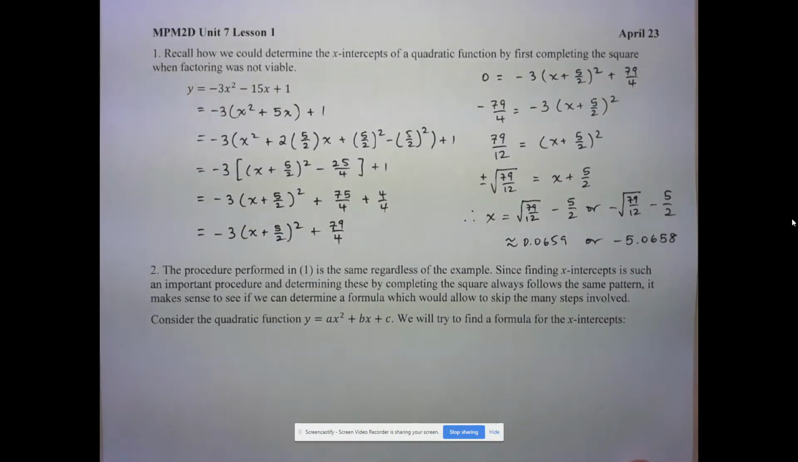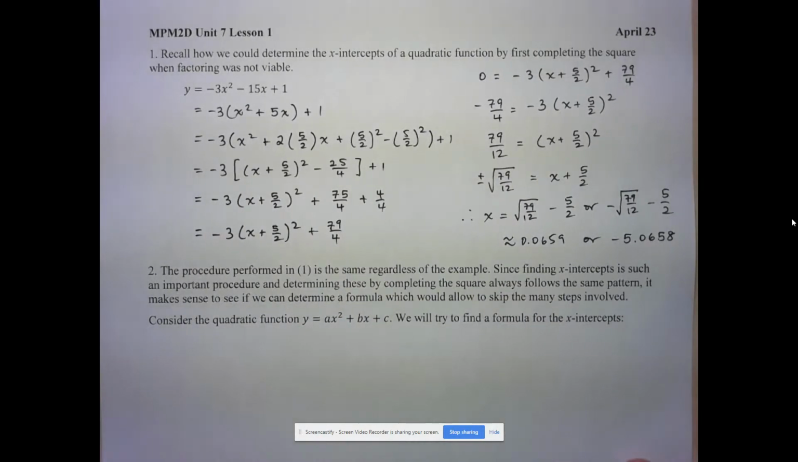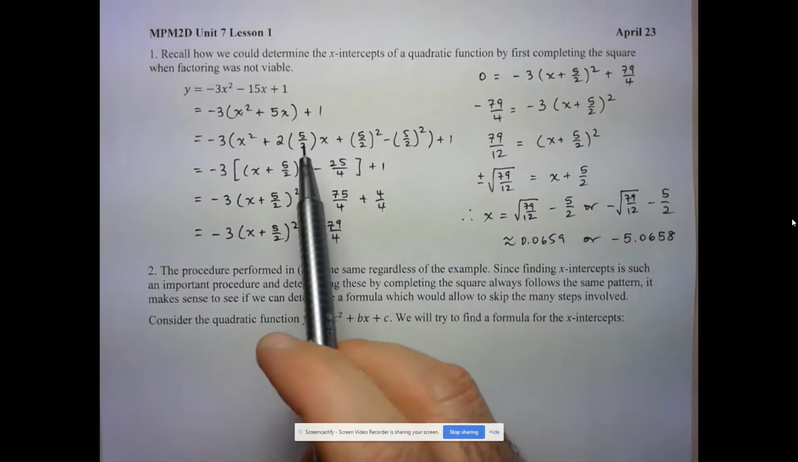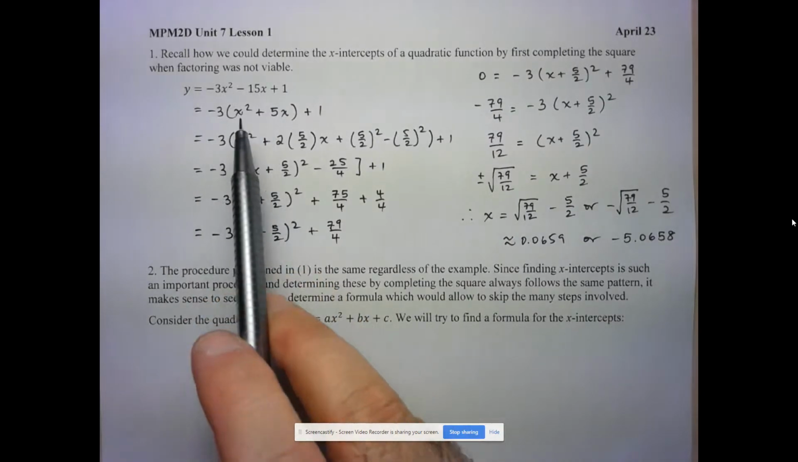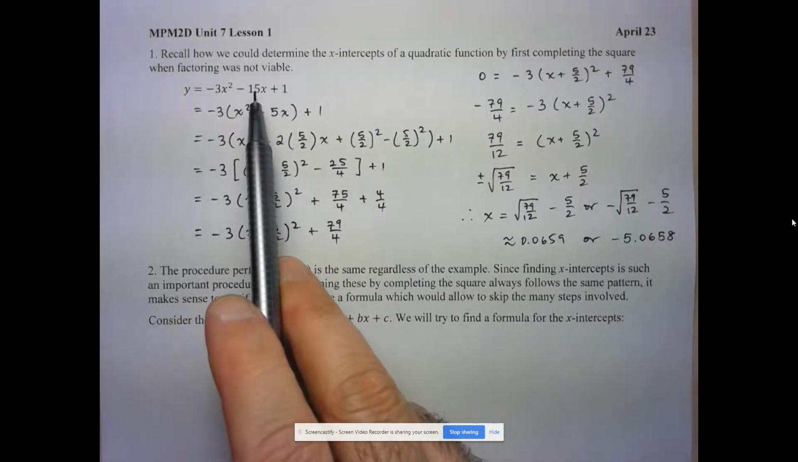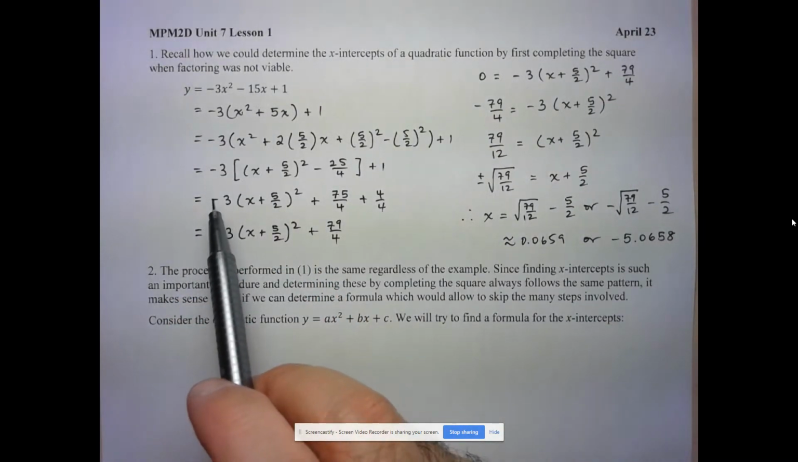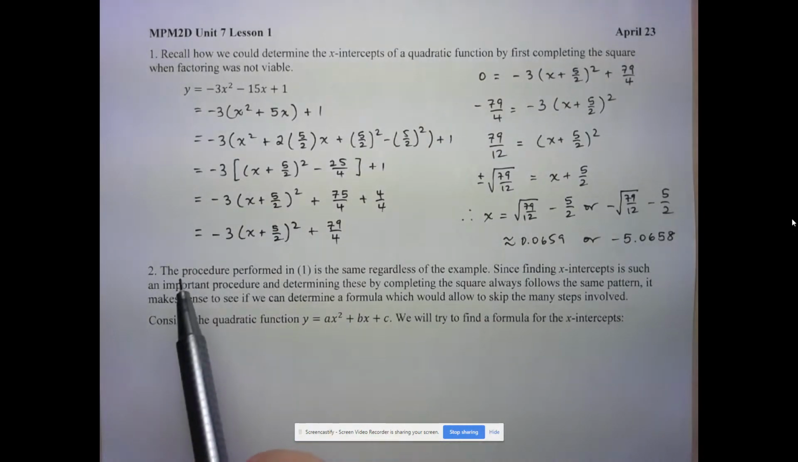So we're going to start by reviewing the steps to the question you should have already completed. They asked you to find the x-intercepts of this quadratic function, but if you take a look, clearly factoring is not going to work here. So your only other alternative is to do it by completing the square. All right, let's just recall the steps here.